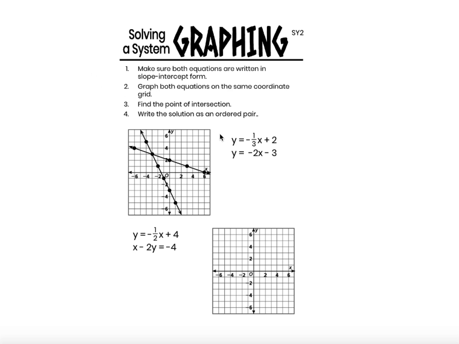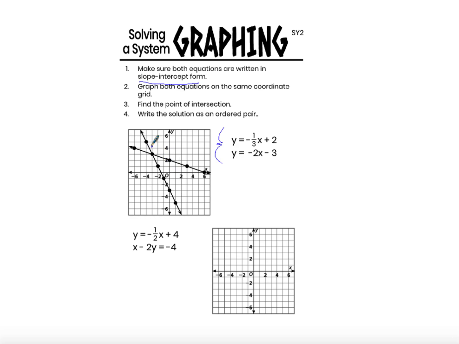The first system, y equals negative 1/3 x plus 2 and y equals negative 2x minus 3. Both of these are already in slope-intercept form, and both have already been graphed for us. The first equation has a y-intercept of 2 and a slope of negative 1/3, down 1 over 3. The second equation has a y-intercept of (0, negative 3) and a slope of negative 2, down 2 over 1.